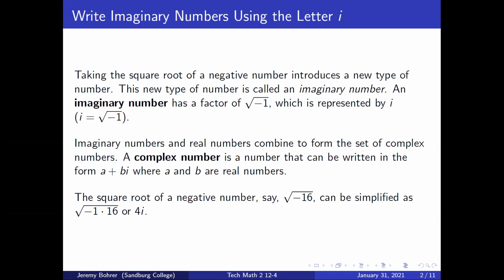A complex number is a number that can be written in the form a plus bi, where a and b are real numbers. The square root of a negative number, say the square root of -16, can be simplified as the square root of -1 times 16, or 4i.